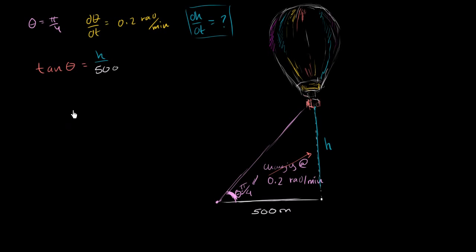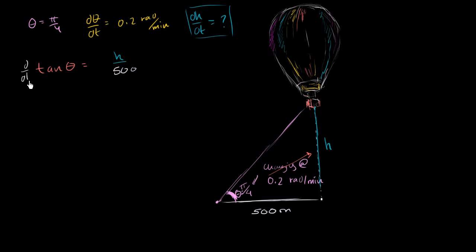And then to figure out a relationship between theta, d theta dt, the rate at which theta changes with respect to t, and the rate at which h changes with respect to t, we just have to take the derivative of both sides of this with respect to t implicitly. So let's do that. And actually, let me move this h over 500 a little bit so I have space to show the derivative operator. So let's write it like that. And now let's take the derivative with respect to t.